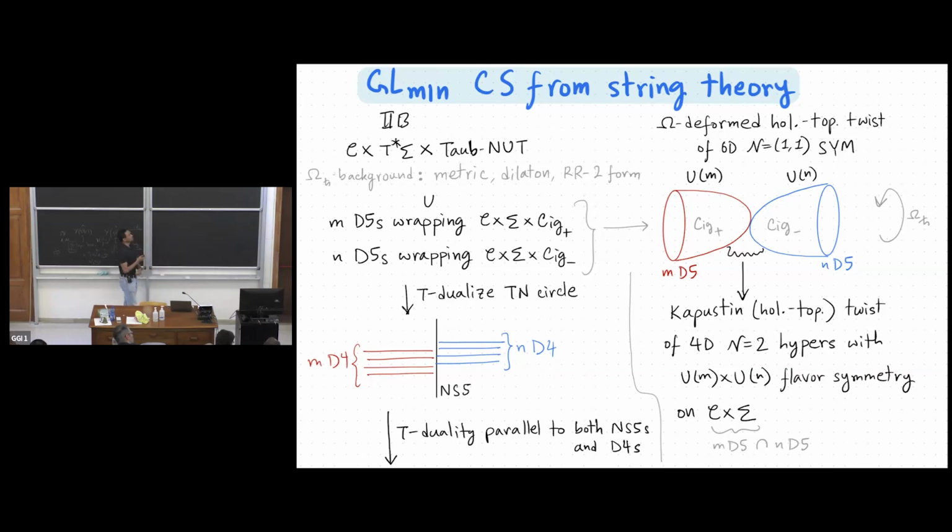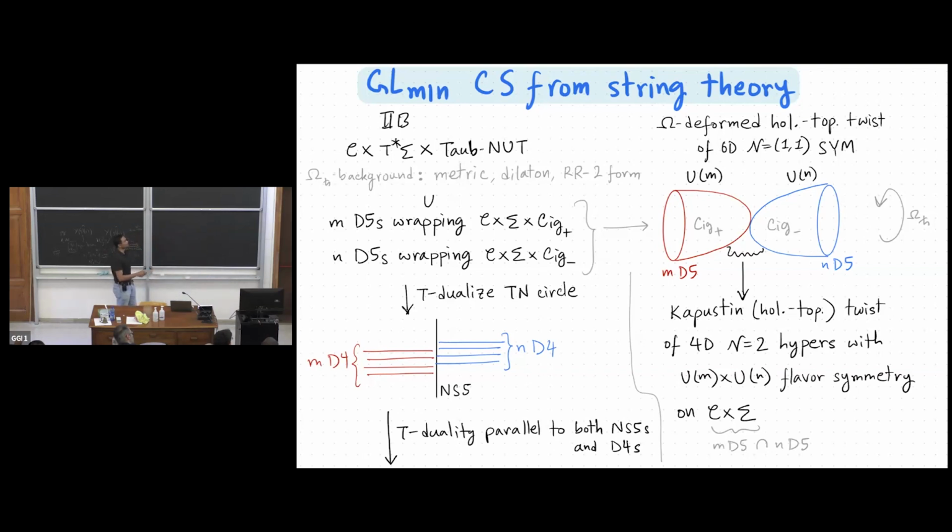And the isometry is that it rotates the top nut circle of the top nut. So the right-hand side is kind of a cartoon picture of what's going on here. Here, in addition to this background, I have some D5 branes. And the top nut, I can think of it kind of as 2 different cigars. So they're 2-dimensional surfaces. And I take, say, MD5s and ND5s, wrapping the 2 different cigars.